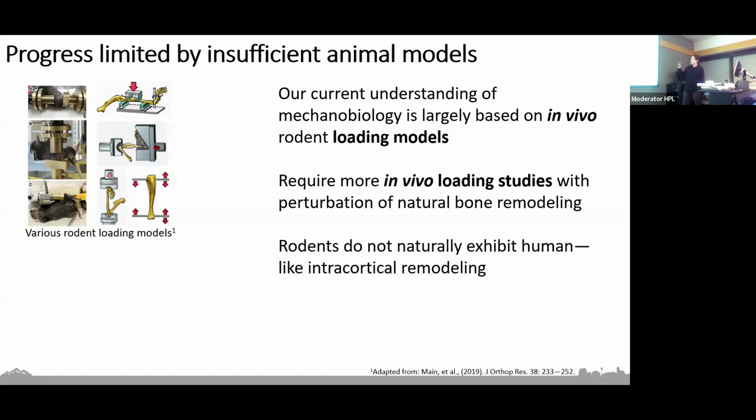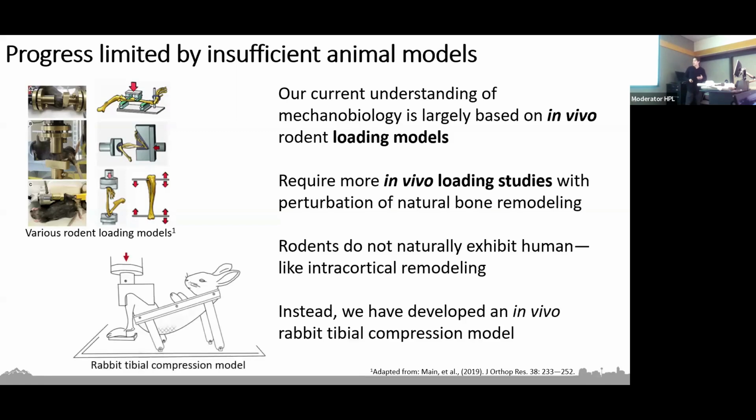But one of the big issues is that rodents don't actually naturally exhibit this intracortical remodeling that humans do. So it makes it challenging to translate that knowledge that we've developed and gained in these rodent animal models to the human condition.